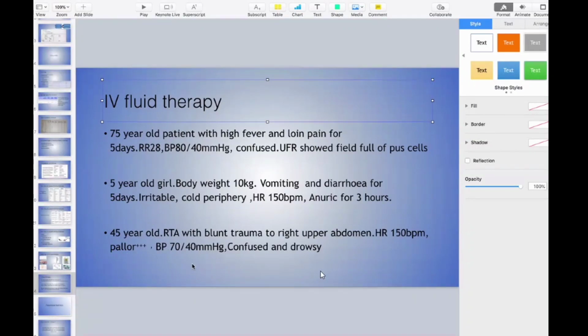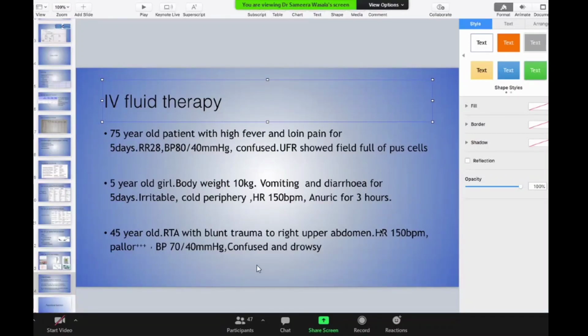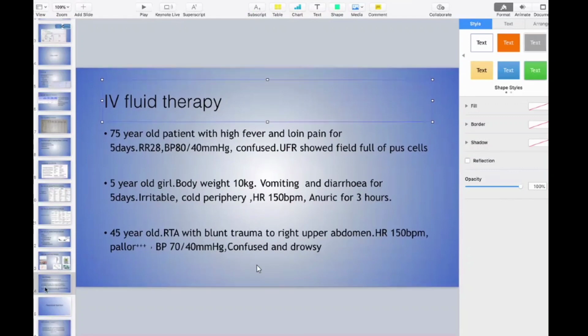You start with the crystalloid, and you have to transfuse blood as early as possible. Most of the time on admission the cross-matched blood is not available, so in these situations you might even have to go for O negative blood. So here you have to go for a colloid, which means blood.